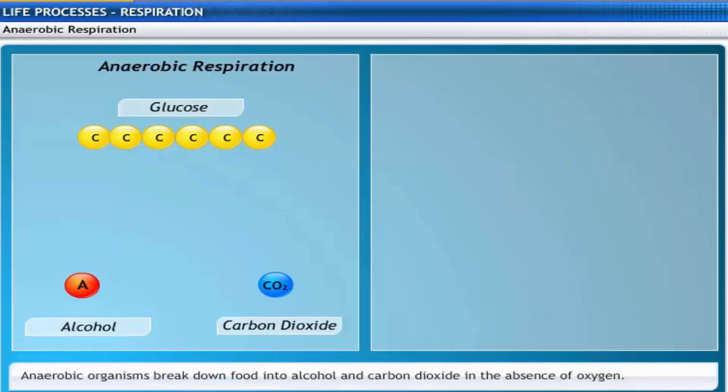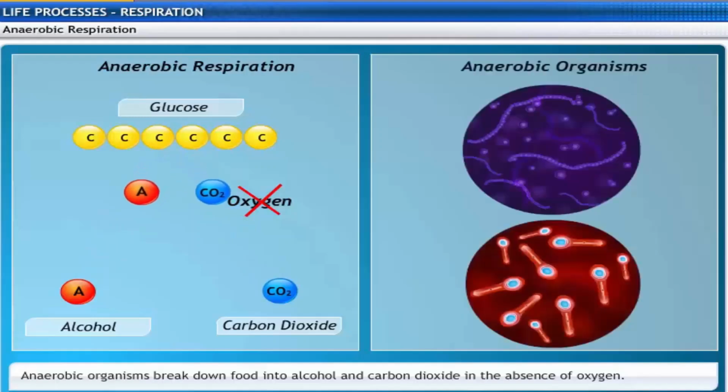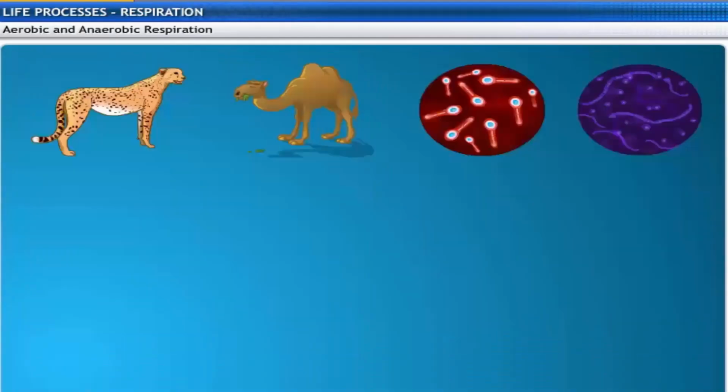There are a few microbes that break down glucose into alcohol and carbon dioxide. This process takes place without oxygen, and is hence known as anaerobic respiration. Such organisms are called anaerobic organisms.